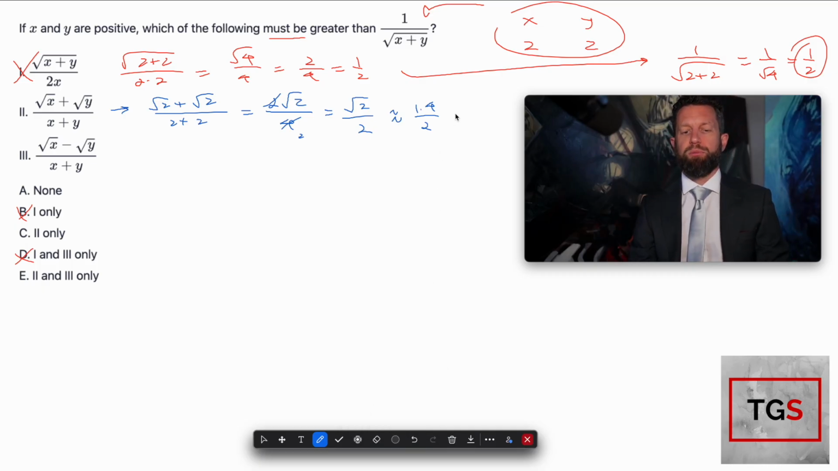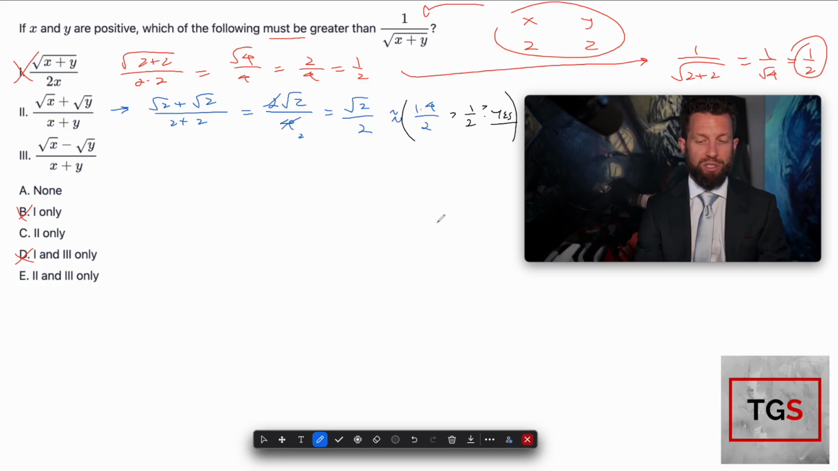And if I'm trying to figure out if root 2 over 2 is bigger than 1 over 2, which you might recall is the original value for the given expression, I could probably conclude that root 2 over 2 is larger than 1 over 2. I could probably figure that out, even if I didn't memorize that root 2 is approximately 1.4. So I won't eliminate 2, because at least it can be larger. I'm not 100% sure if it has to be larger, but it at least could be larger. So I'm going to leave that be, and I'll try Roman numeral 3 now.